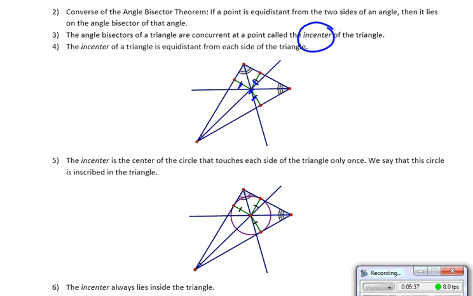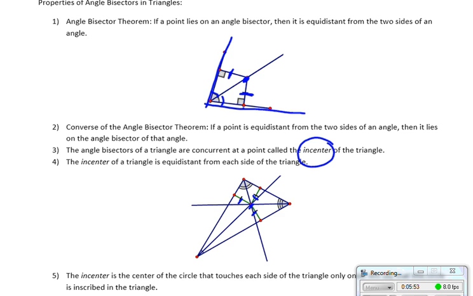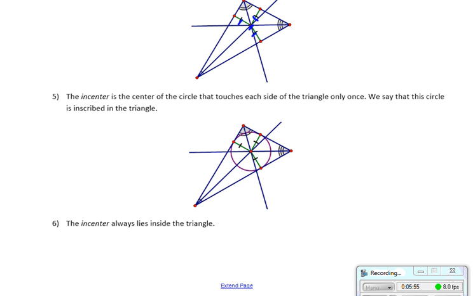The incenter is the center of the circle that touches the sides of the triangle only one time. This circle would be inscribed in the triangle. Okay, remember, circum means around, in would be inside. The incenter, because of that, would always fall inside the triangle, no matter what.